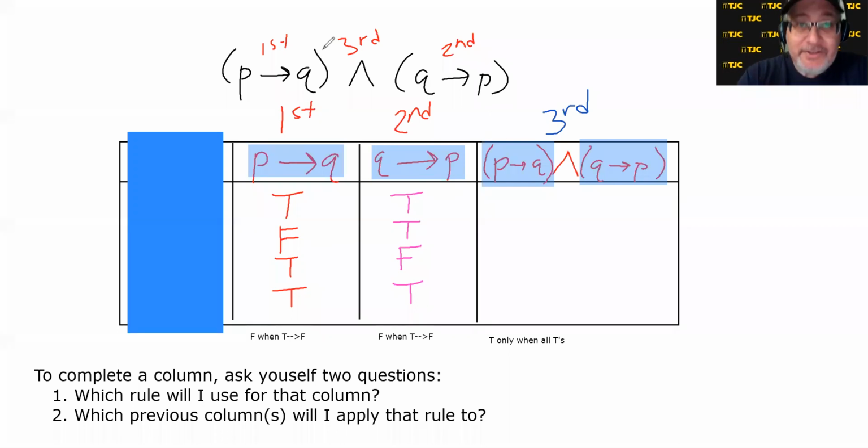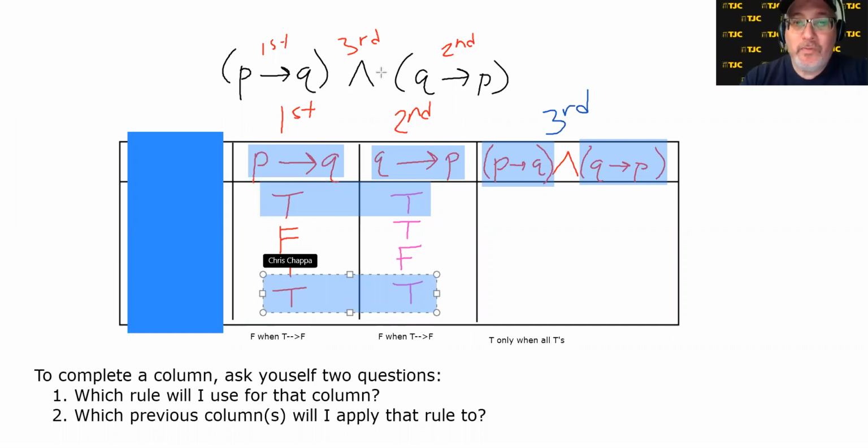We have all T's in the first row, and we have all T's in the last row. Those are the only rows that follow that rule, which means those are the only rows in which our last column will be true. The other 2 columns are not all T's, which means I'm not going to write T in the third column, which means I write false.